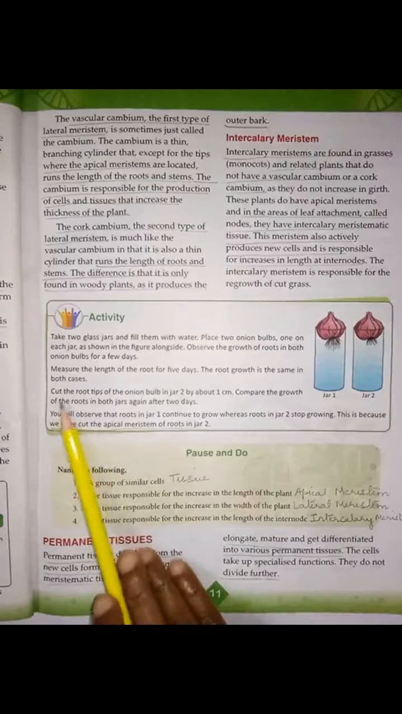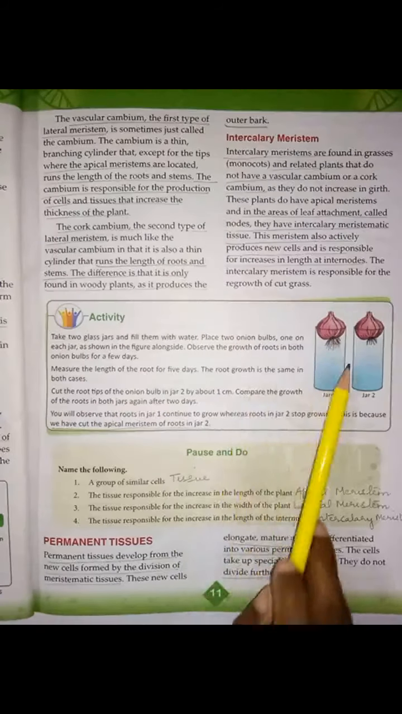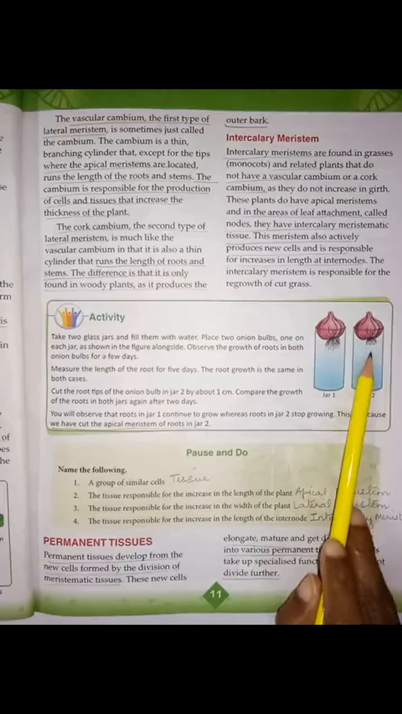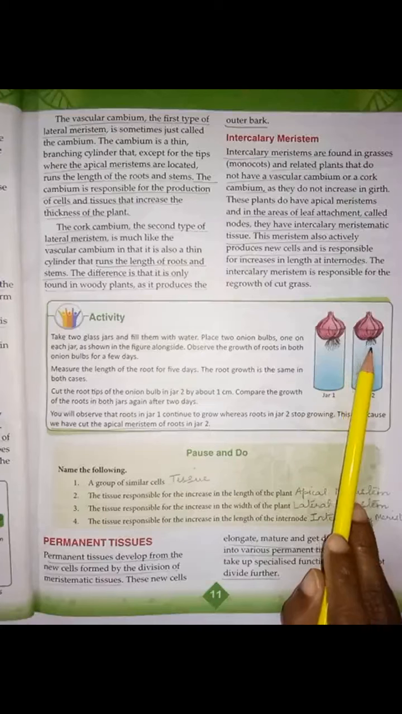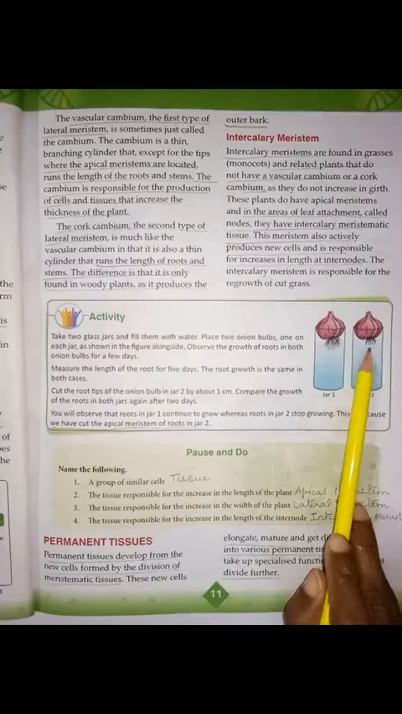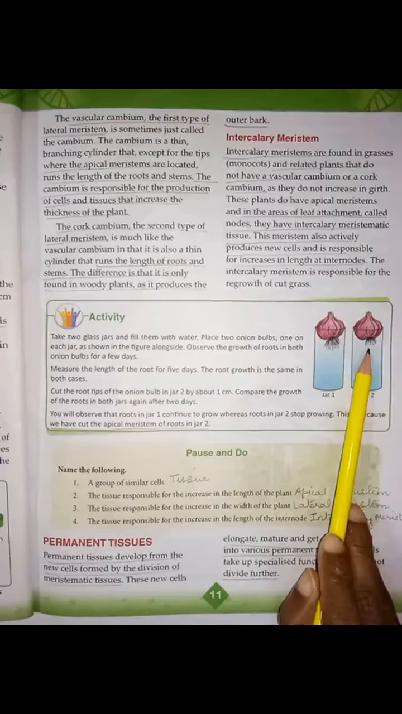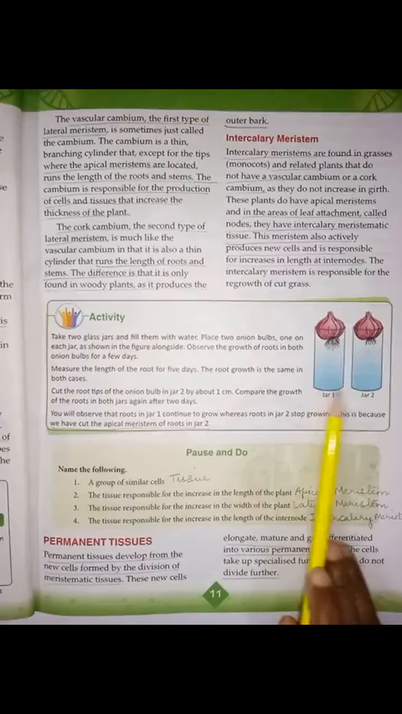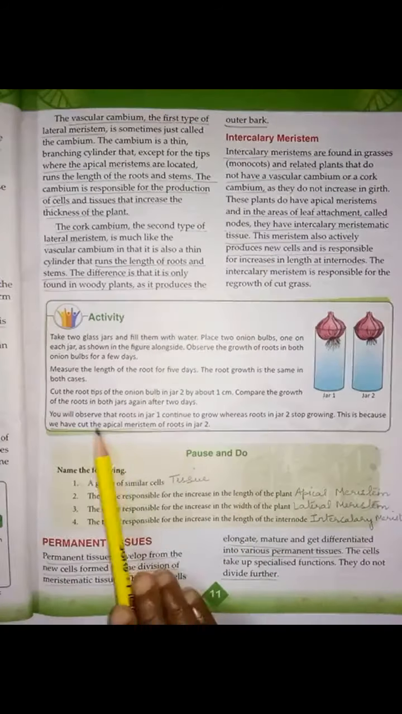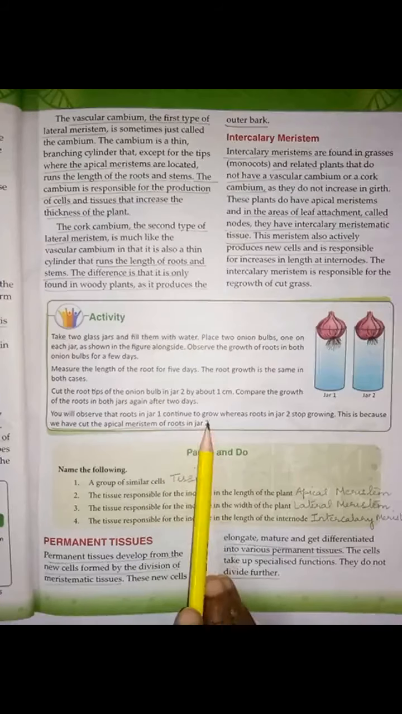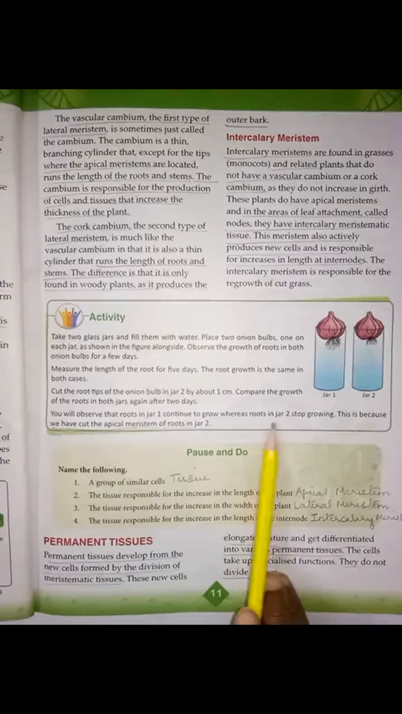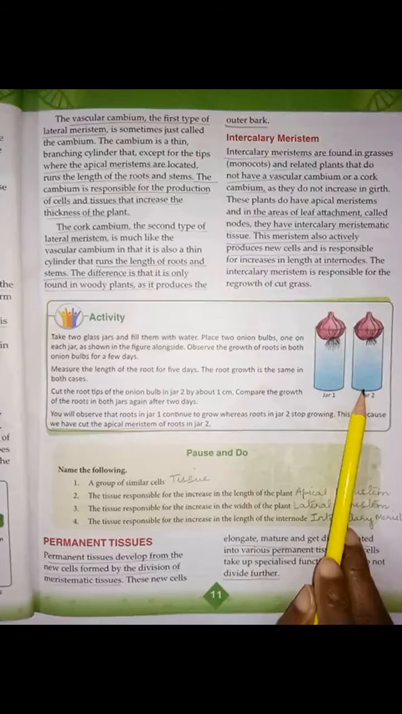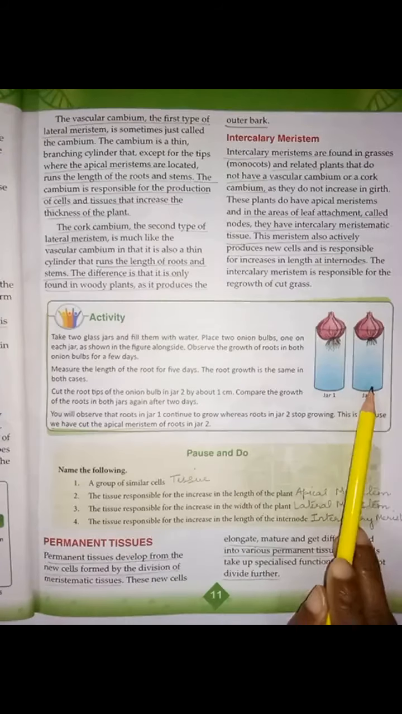Now after 5 days, what are we going to do? We are going to cut the roots of the jar 2 onion. About 1 centimeter of the roots we are going to cut. And then again we are going to compare the growth after 2 days. What will you observe? You will observe that roots in jar 1 continue to grow, whereas the roots in jar 2 stop growing. Now why has this happened?